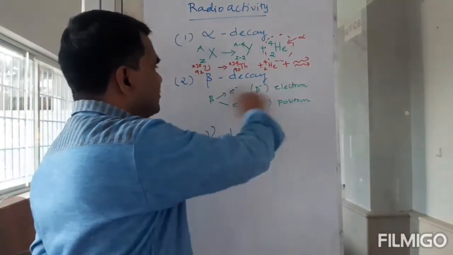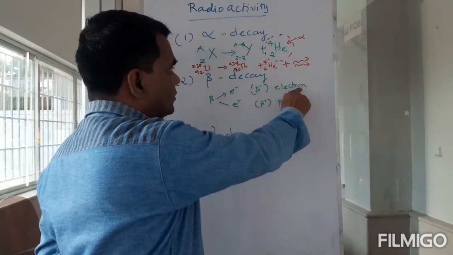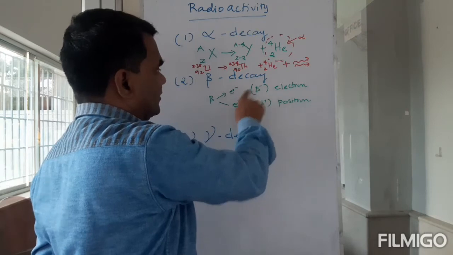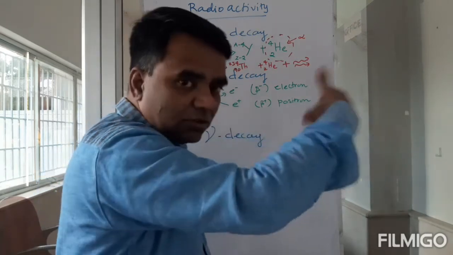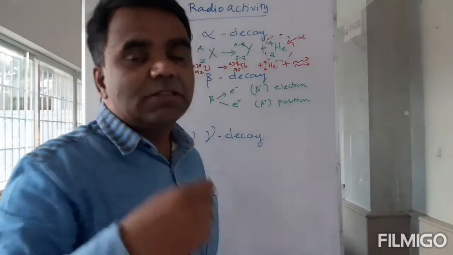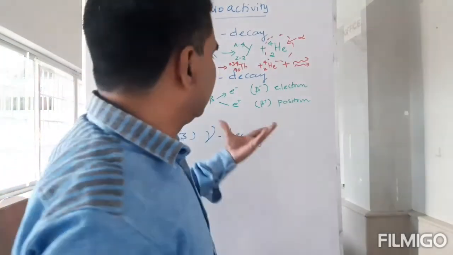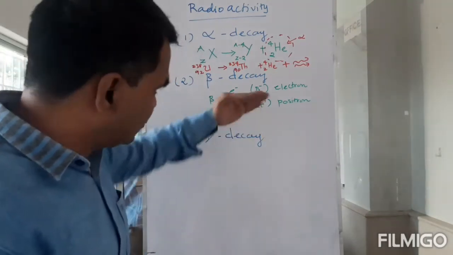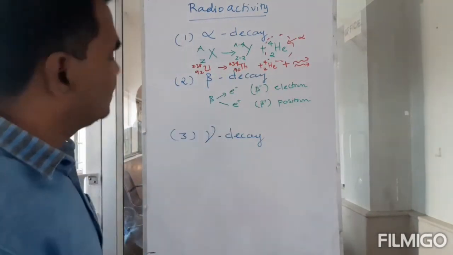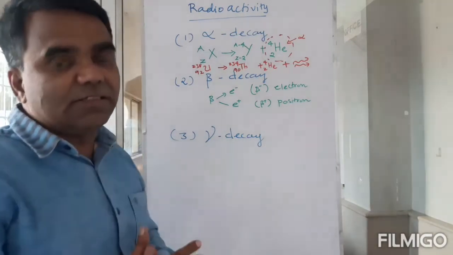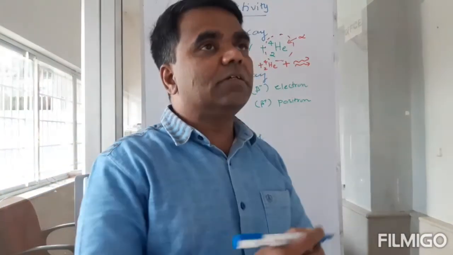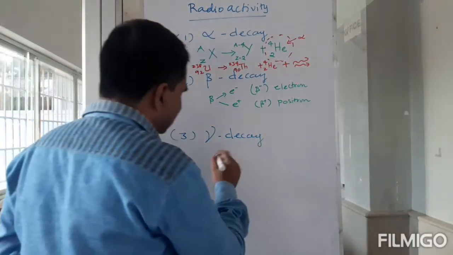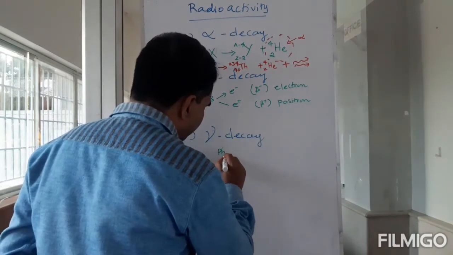Some nuclear reactions can emit electrons like this, then you call it beta negative decay. When positrons are emitted, then you call it beta positive or beta plus decay. We'll get into that a little later. I'll give you examples of this later. The third one is gamma decay. So what is gamma decay? Gamma decay is nothing but photon emission. It's nothing but electromagnetic radiation, a photon.